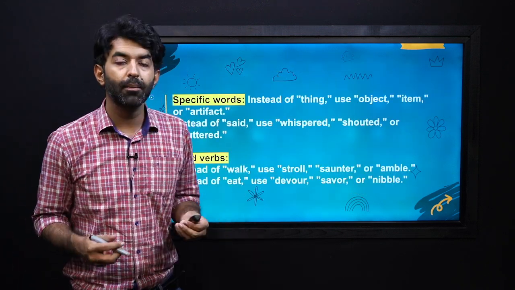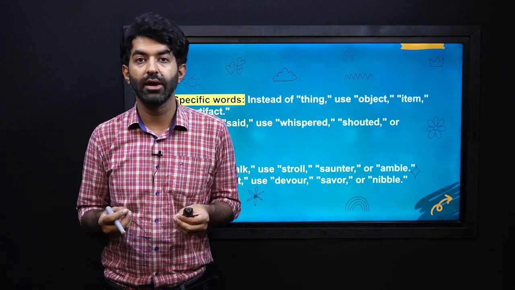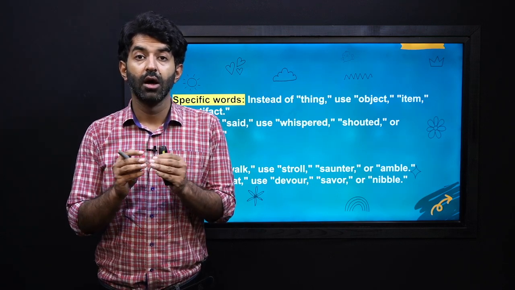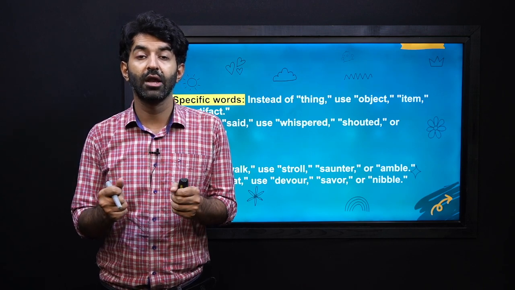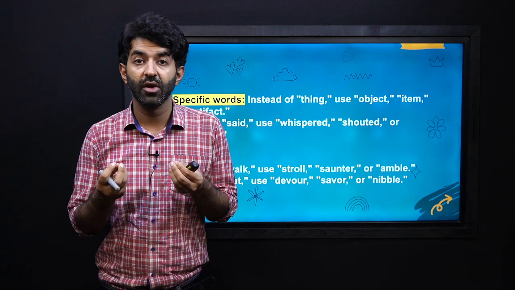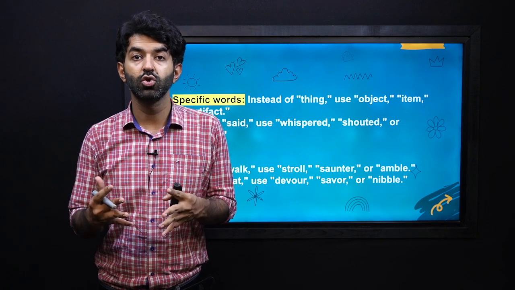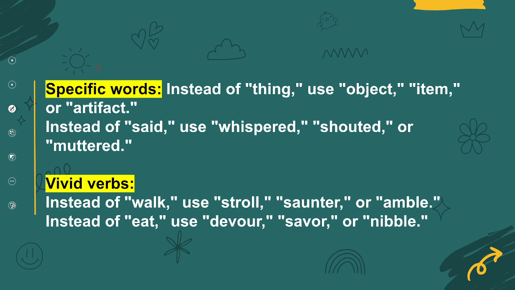Now, let us talk about the specific language that the writer uses in the paragraphs. Since this is a topic sentence, it should be very strong, with specific words that are important and also verbs that actually grip you as a reader. For example, instead of saying thing, you can say object, item, or artifact.